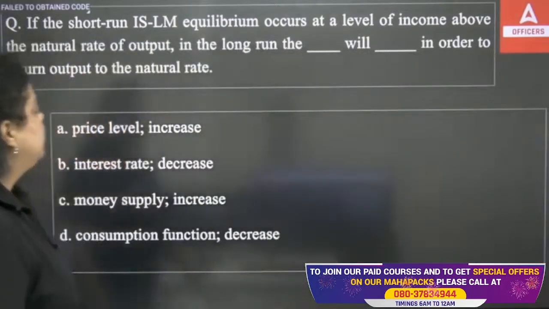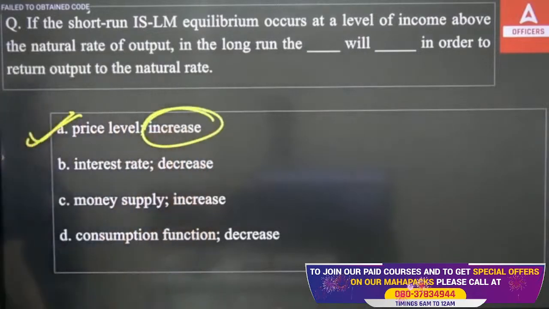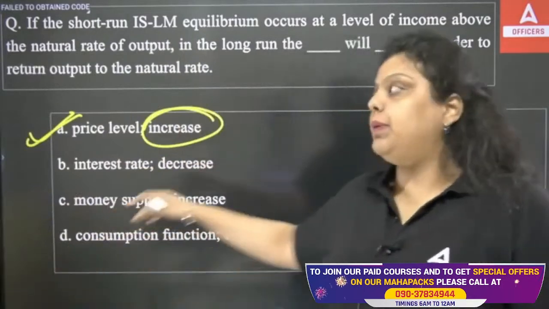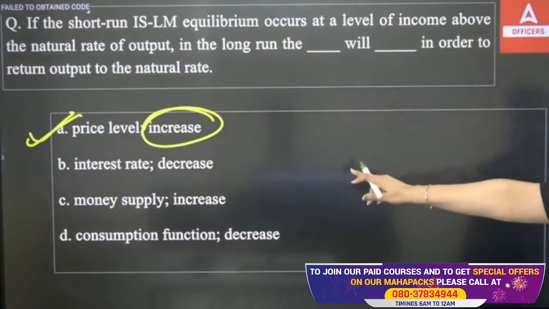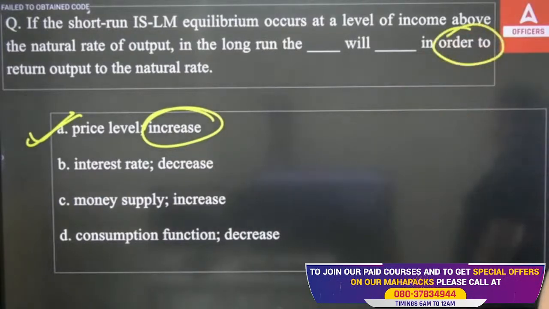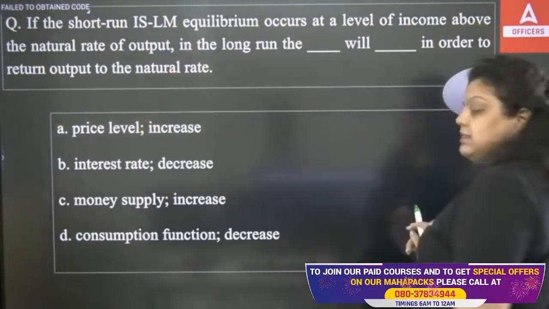So what do you have to do? The price level will help you increase in order to return output to the natural rate. If the prices are there, the price level will automatically make it happen that the supply will be equivalent to the demand. So it will help you in order to return output to the natural rate. Clear? So the right answer will be your A option.